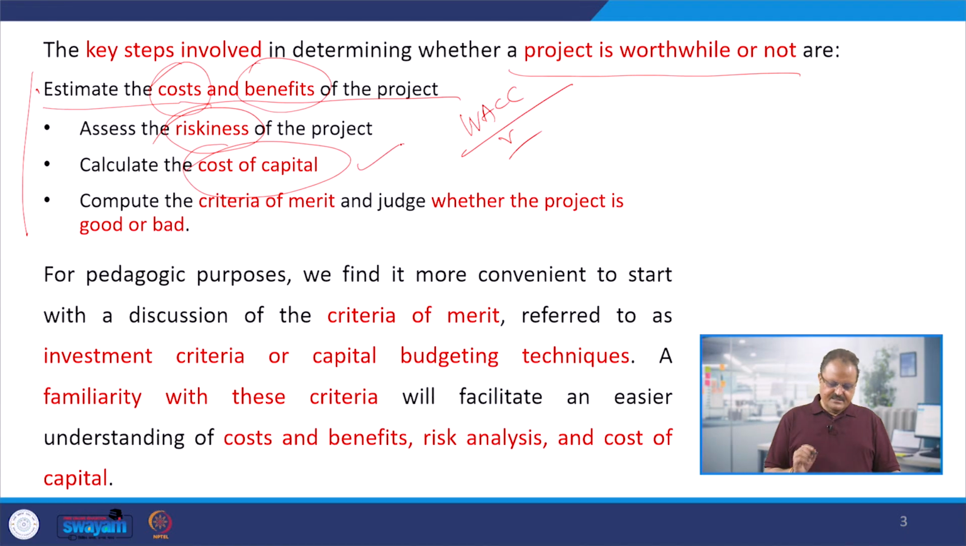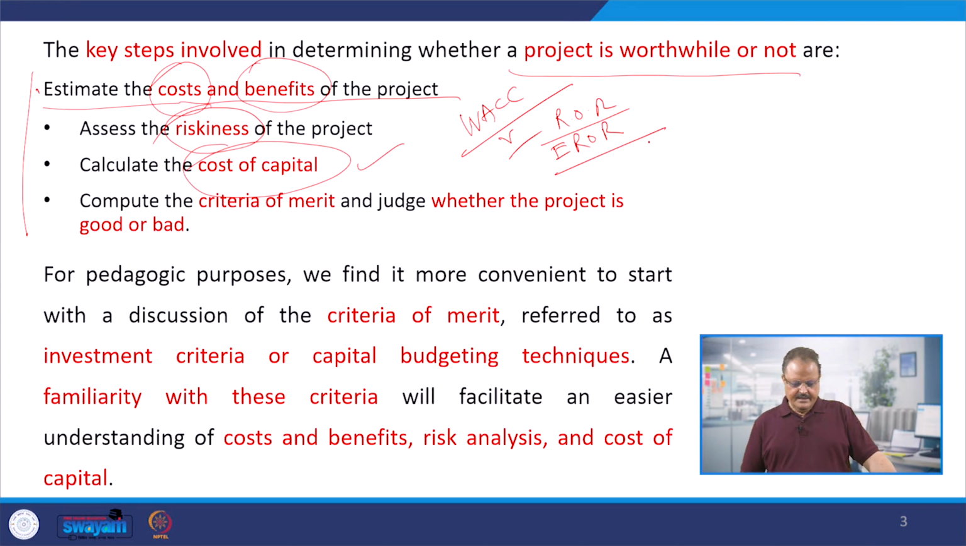Because there are 2 rates of interest. One is the required rate of return, and the second one is the expected rate of return. So, 2 rates of return are there. The required rate of return is basically the cost of my capital.